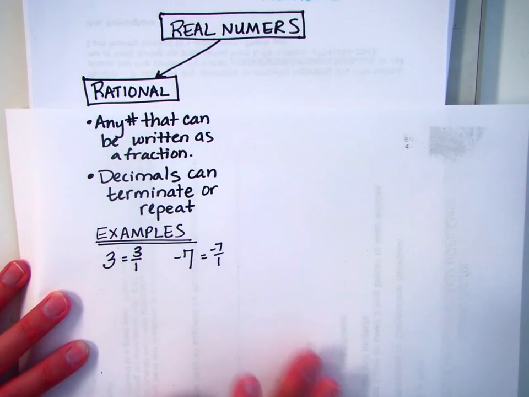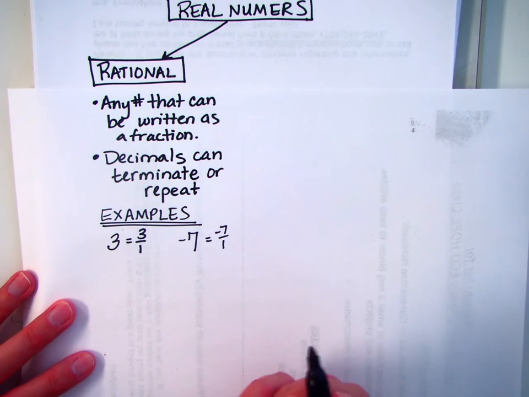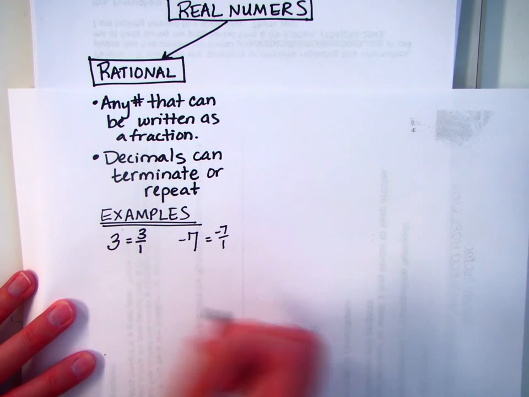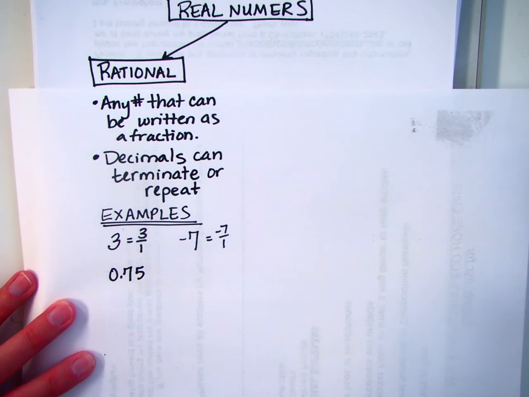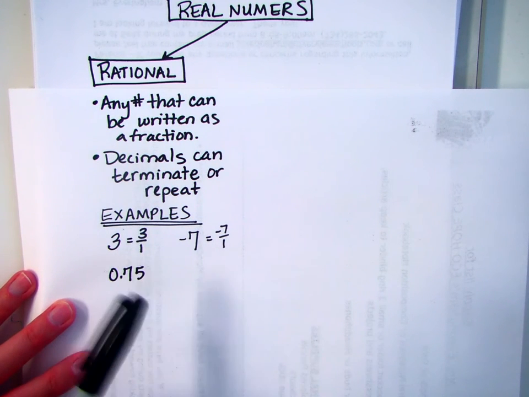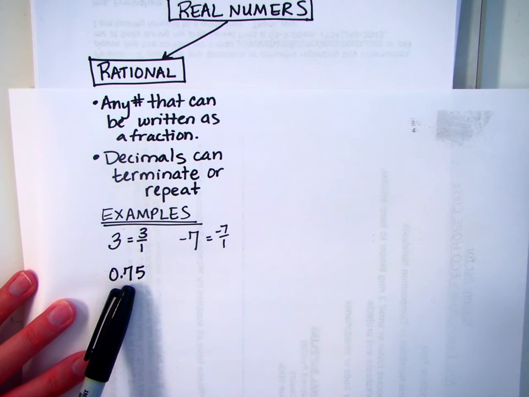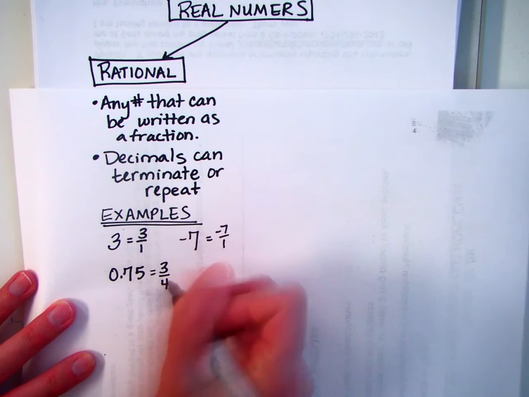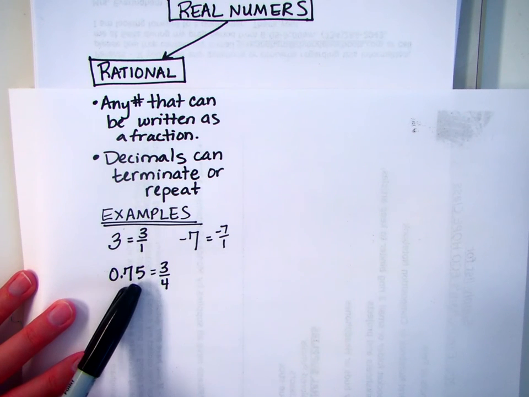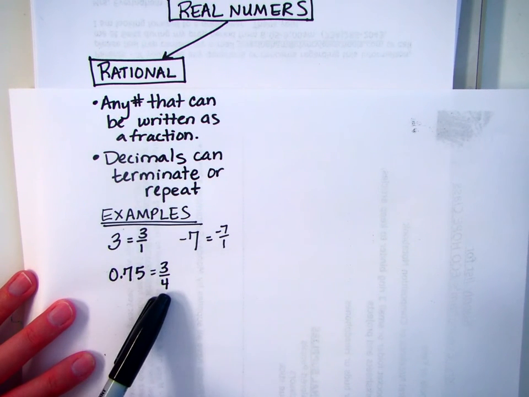Okay. Our fraction, 75 hundredths. Okay, that terminates, that's a terminating decimal. It stops, it ends. This can also be written as a fraction, 3/4. So the decimal terminates, I can also write it as a fraction. It's rational.